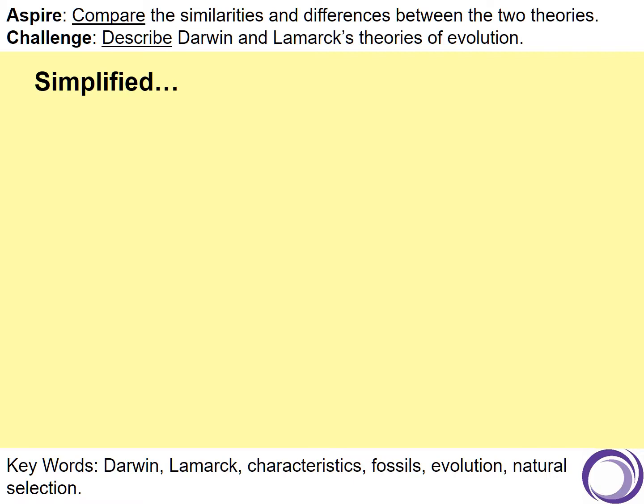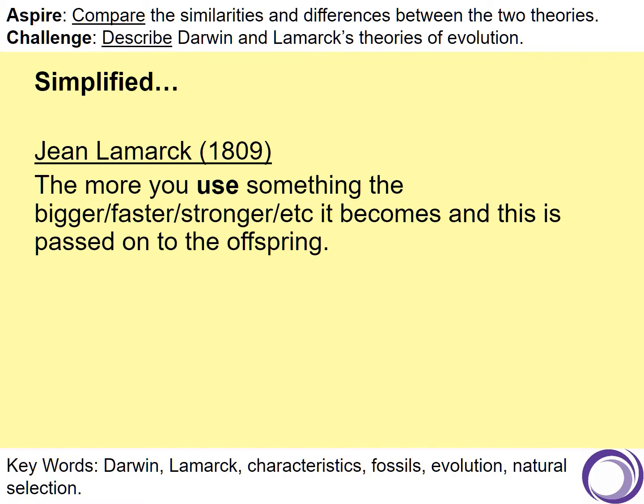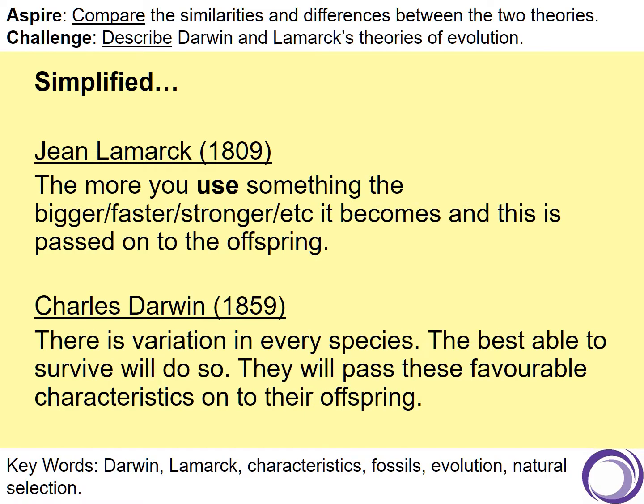Okay, how did you get on? It's quite difficult, isn't it? So, the simplified statements that I came up with were: the more you use something, the bigger, faster, stronger, etc. it becomes, and this is passed on to the offspring. So that was for Lamarck. And then for Darwin, there is variation in every species. The best able to survive will do so. They will pass these favourable characteristics on to their offspring.